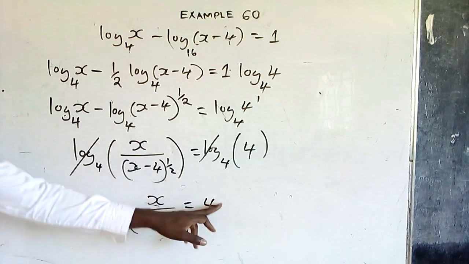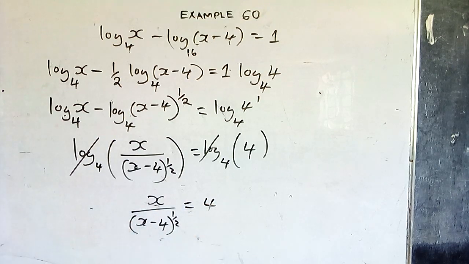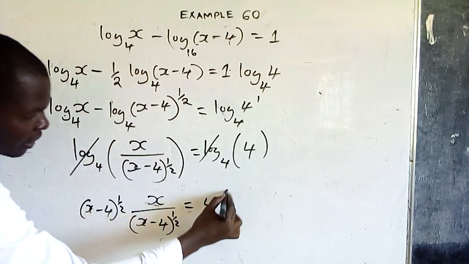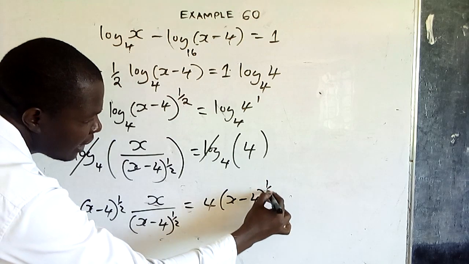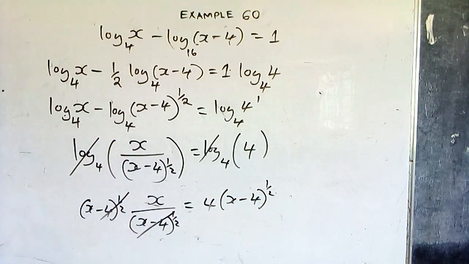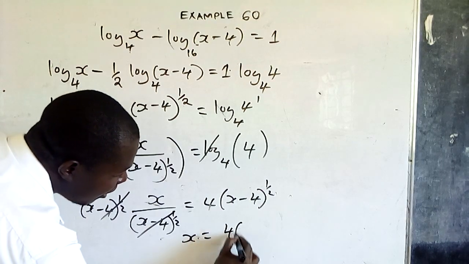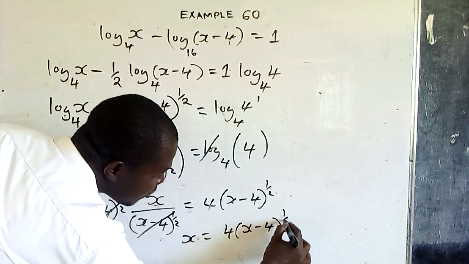Yes. So we multiply both sides by whatever is in the denominator to get rid of the denominator, isn't it? Meaning we multiply both sides by x minus 4 raised to power half, so that this cancels with this, isn't it? Are we together there? Yes. So what you see here is now quadratic in nature, isn't it? So here we have x is equal to 4 into x minus 4 raised to power half.